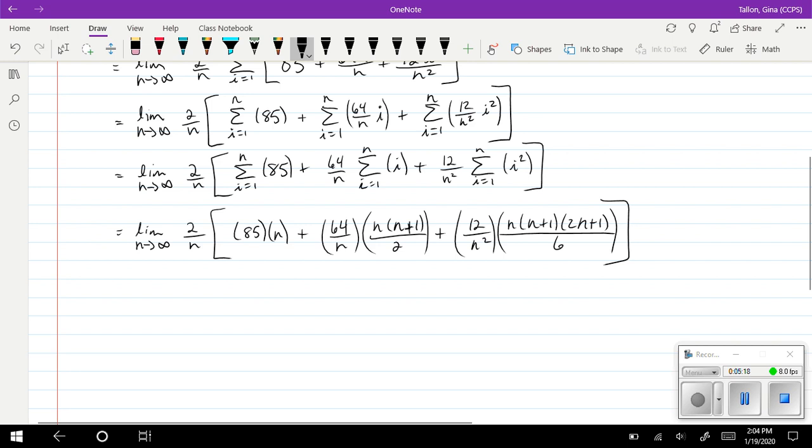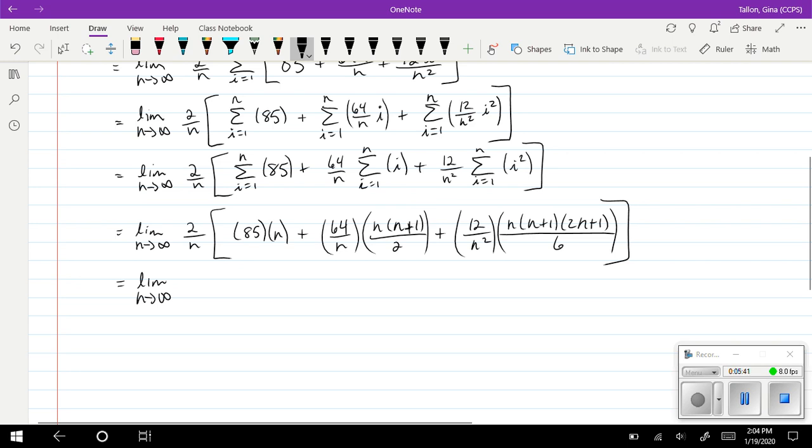Close my bracket. And now my job is to write this with the least possible number of n's before I evaluate my limit as n goes to infinity. Let me see, equals limit as n goes to infinity. I can clean this up right now, or I can distribute the 2 over n at the same time.